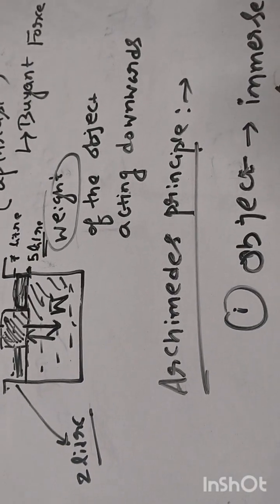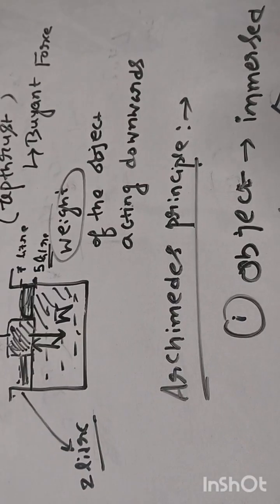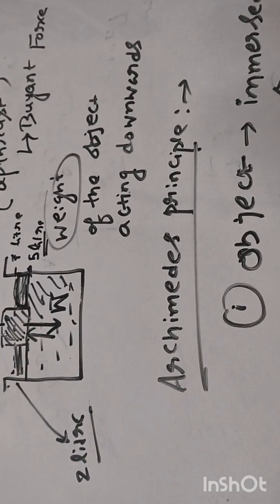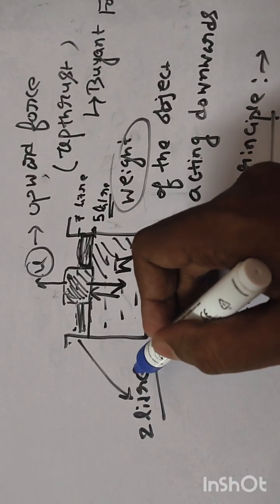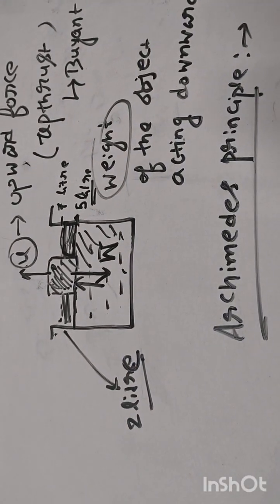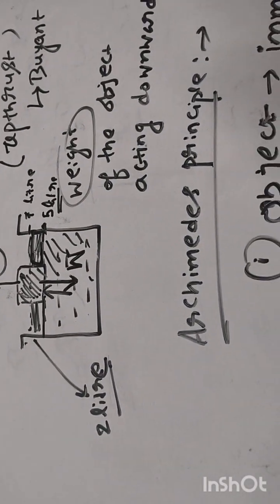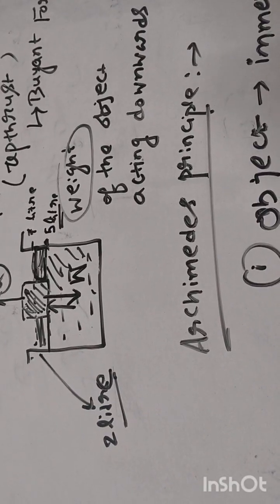And what does it mean by partially immersed? It means partly it will be drowned. Okay. When the object is partially or fully immersed, an upthrust will be acting on the object.